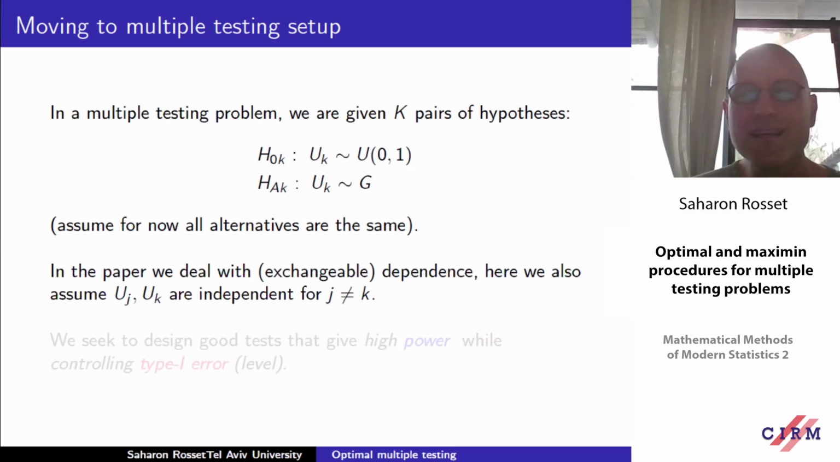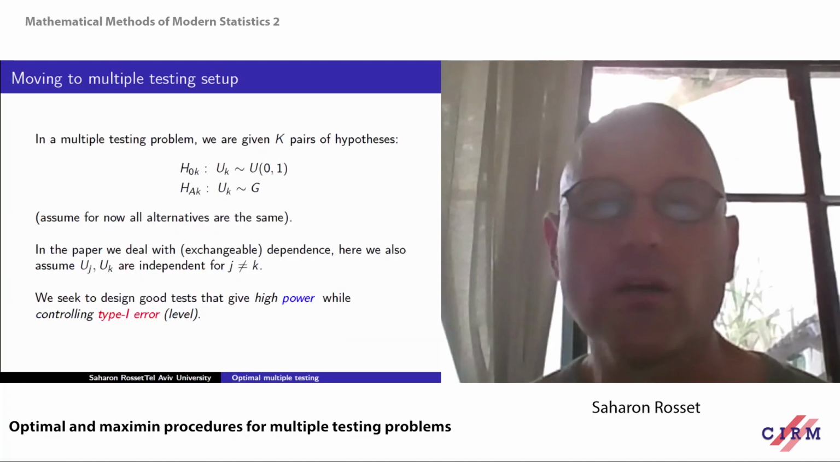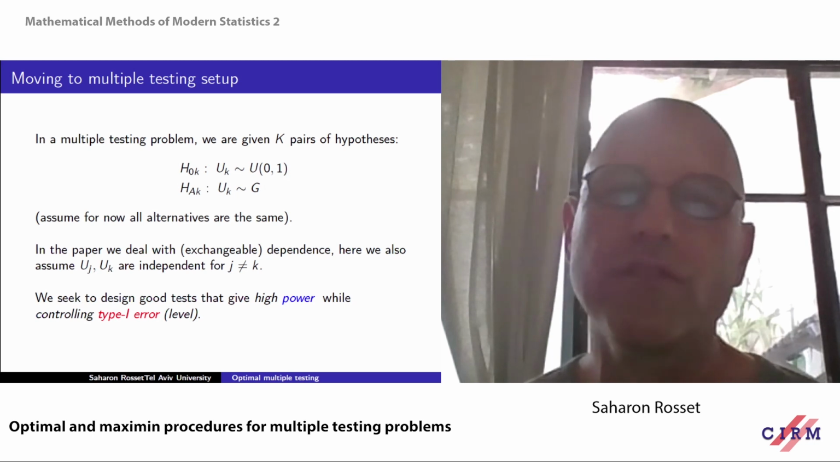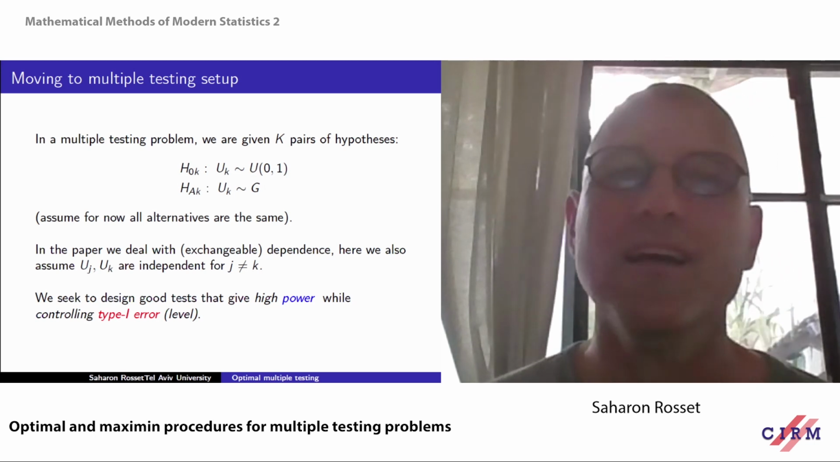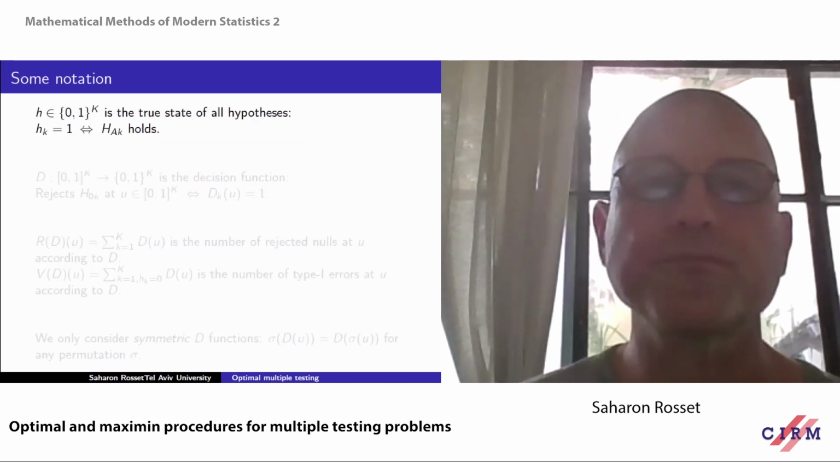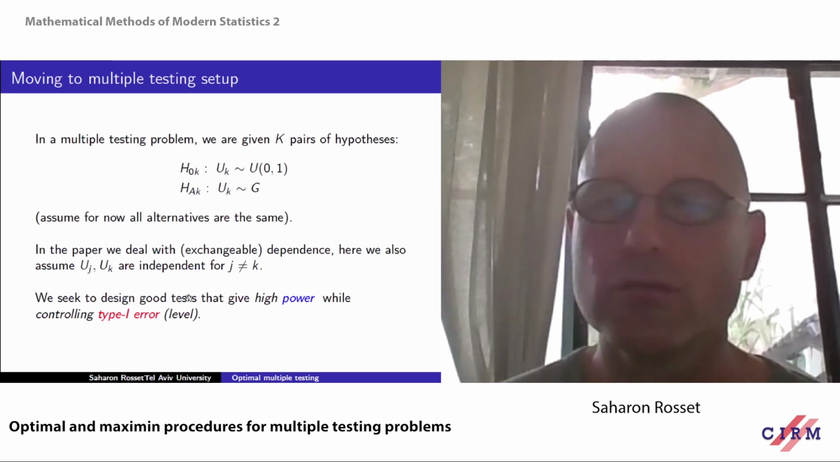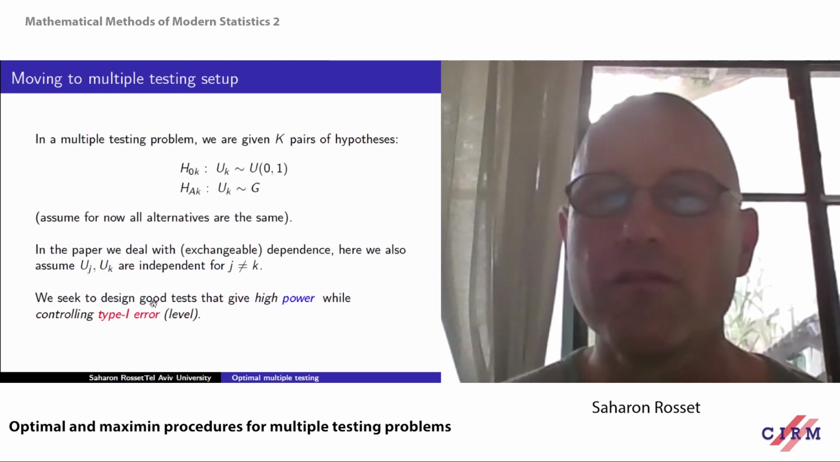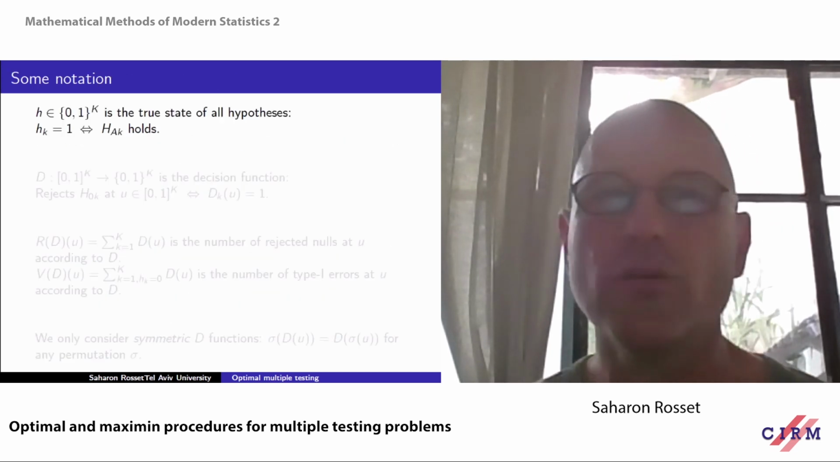And as in the single test Neyman-Pearson case, what we argue that we want to do is design good tests. And what are good tests? They need to have high power. We have to define exactly what power means, and they need to control type 1 error in some sense to be valid procedures, valid tests. So this is basically our task, to design good tests as good as we can, optimal if we can, for this problem in analogy to the Neyman-Pearson situation.